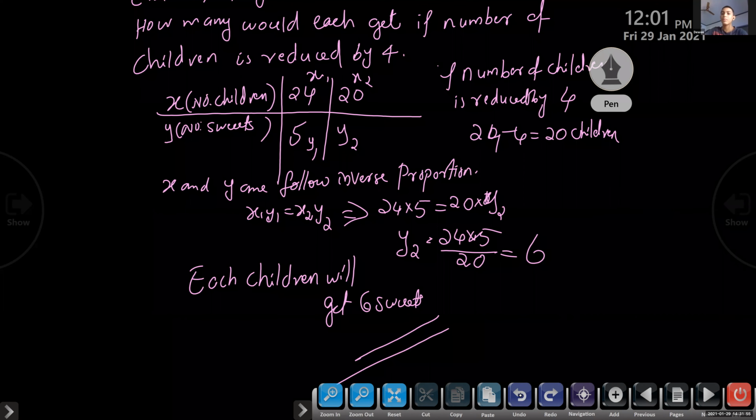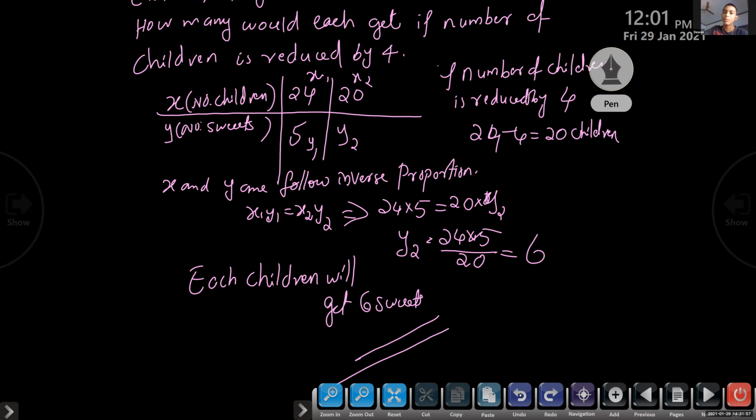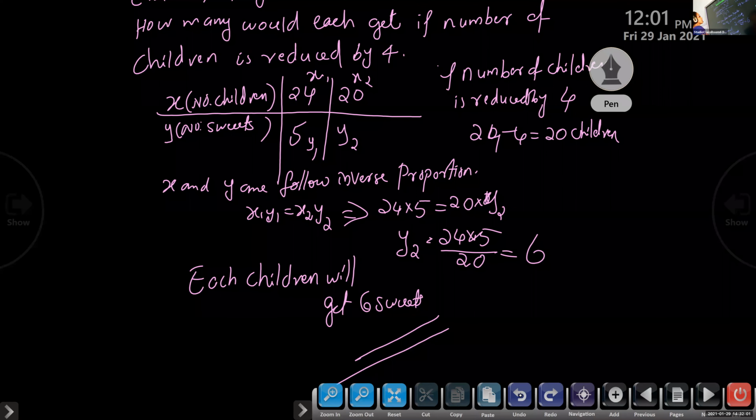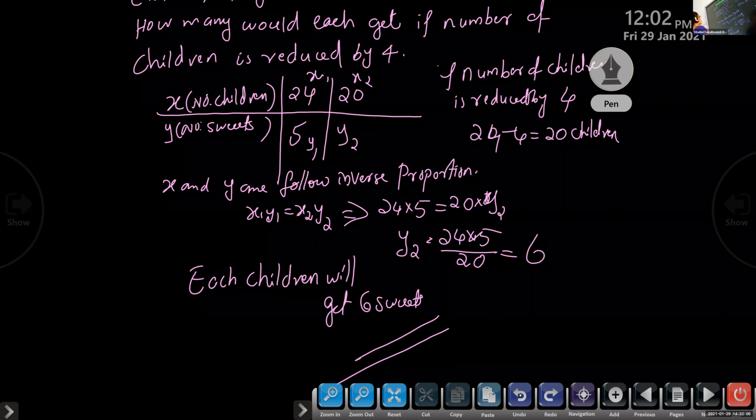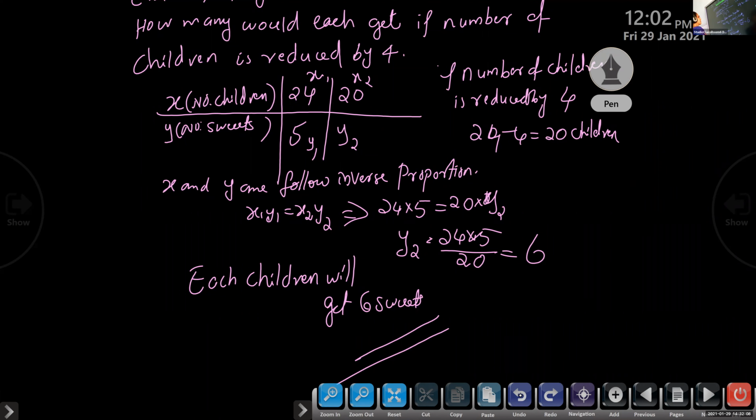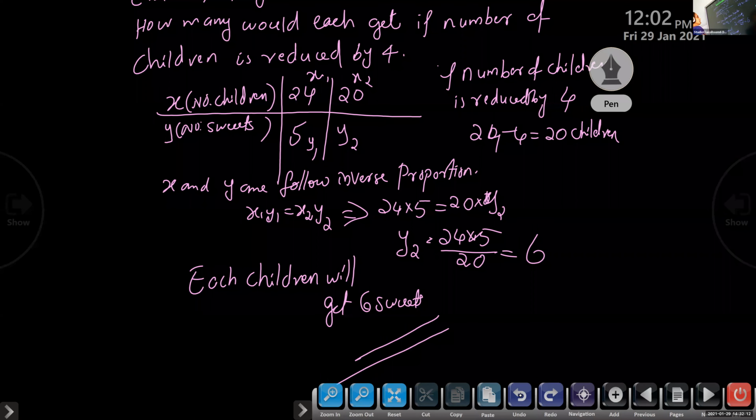Yes, ma'am. Can I explain again? I have some confusion in this. Which one? The same. Yes, ma'am. See here we have, ma'am, the number of children is reduced by 4. Can you explain?